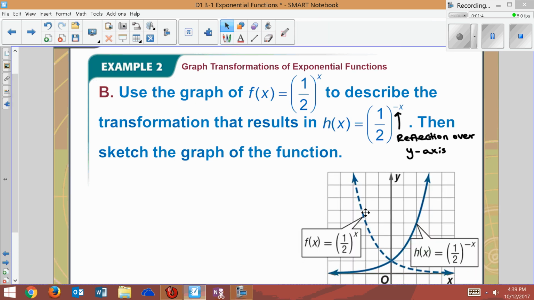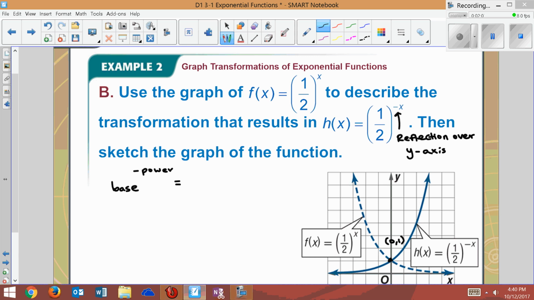Now, before I show you this, well, I'll go ahead and show you the graph. Here it is. Now notice it looks like it's now a growth rather than a decay. And by the way, this doesn't change this point here because it's on the y-axis. Here's why. Anytime you have a negative power, a base to a negative power is equal to the reciprocal of the base to the positive power.